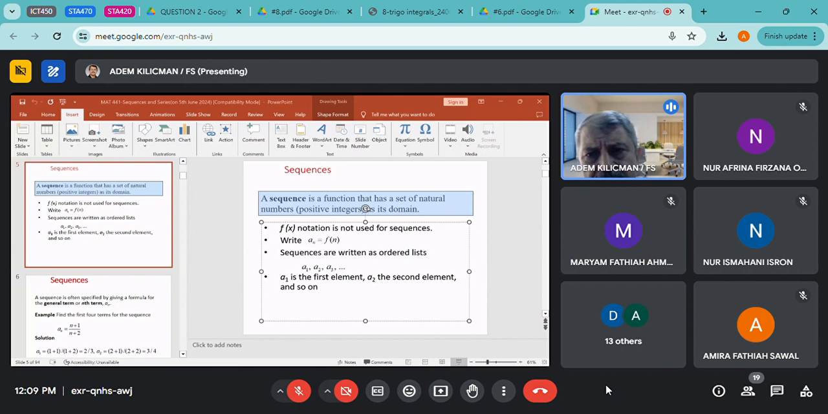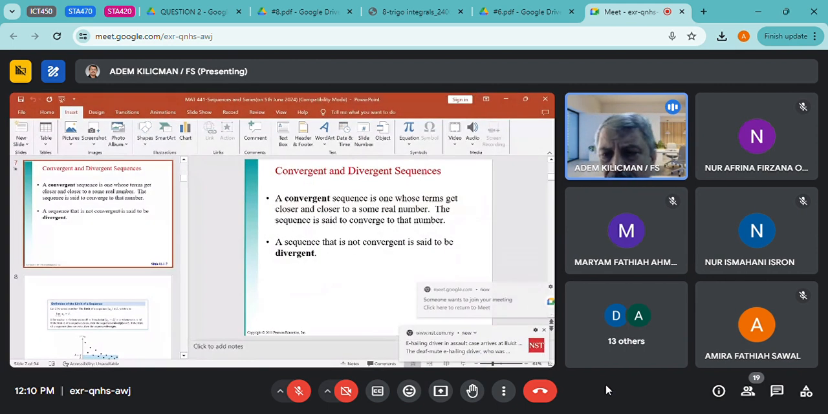Then after that, we have mentioned the convergence of the sequence. We say convergent sequence whose terms get closer and closer to some real number. The sequence, if it is like this, we call convergent. If it is not, we call divergent.